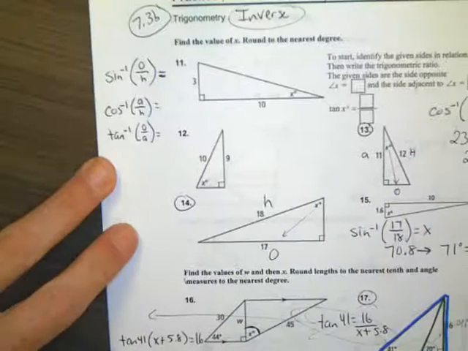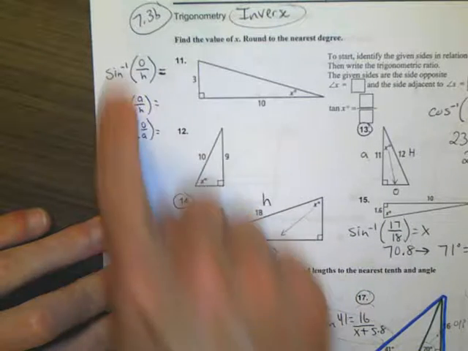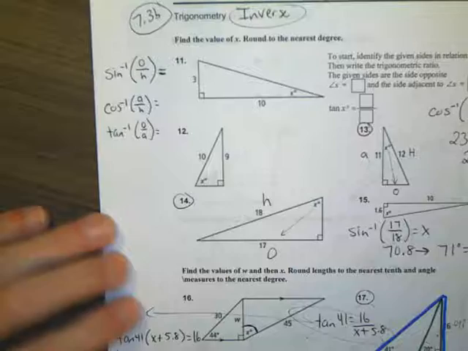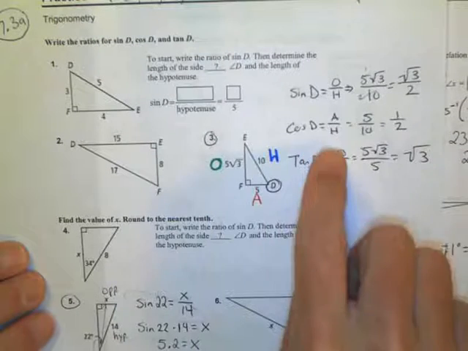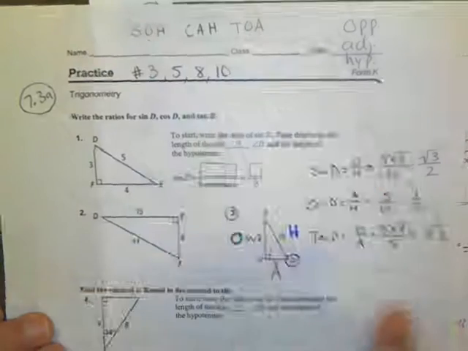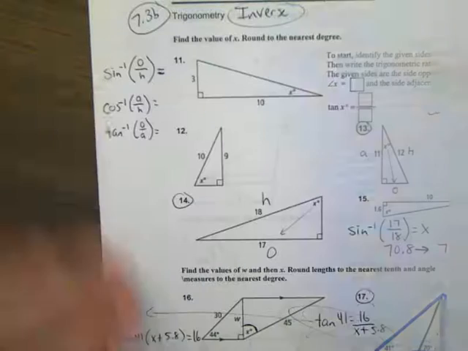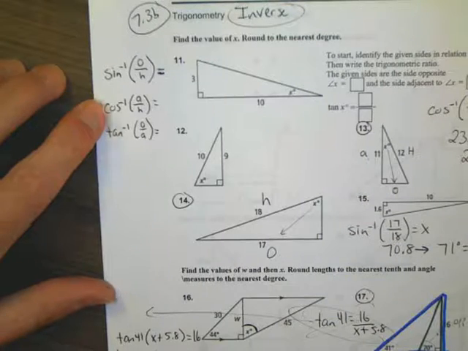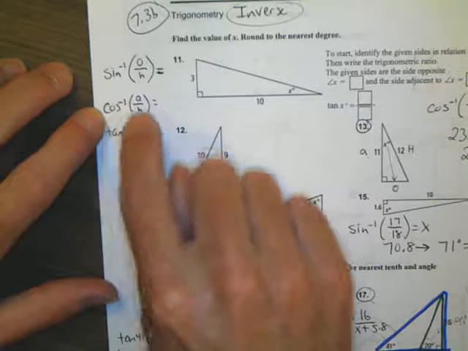Again, make sure you remember what the inverse trig ratios are and what the original trig ratios are. If you can remember these and set up with SOHCAHTOA, and the inverse, which is still SOHCAHTOA, you'll be alright.